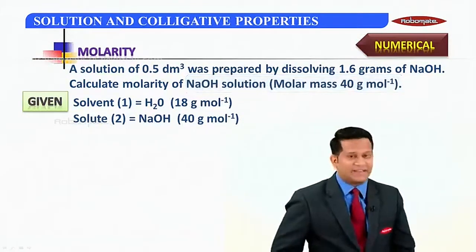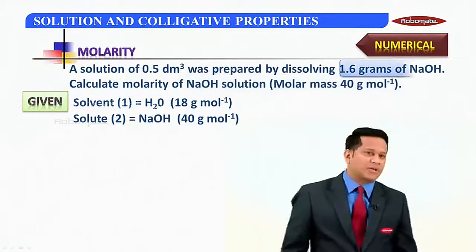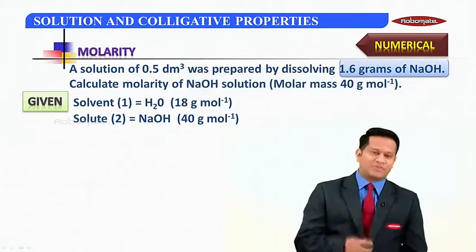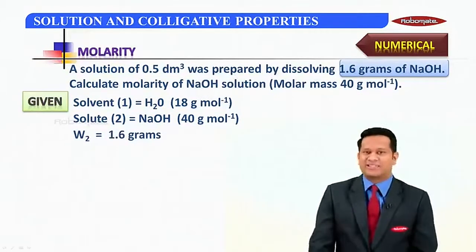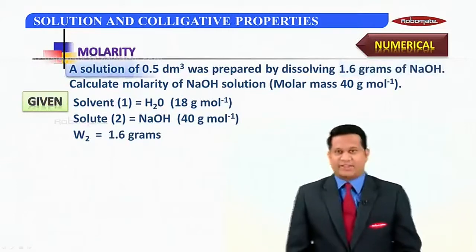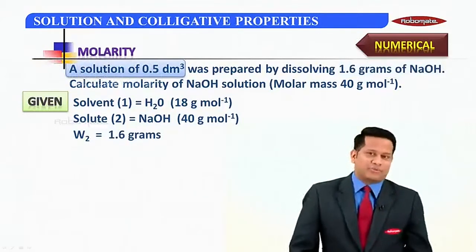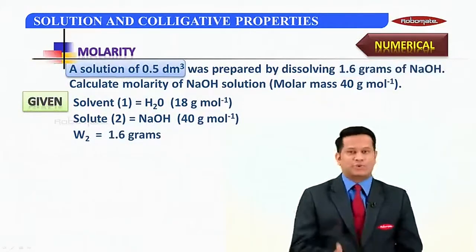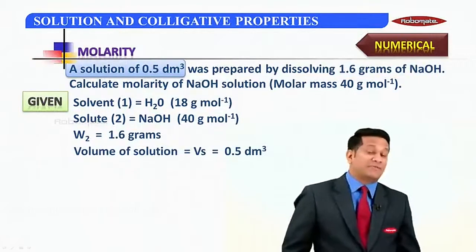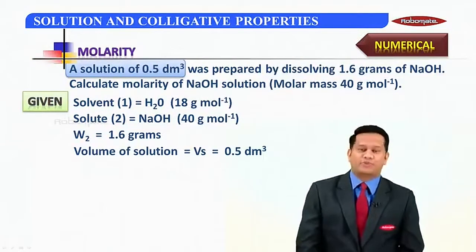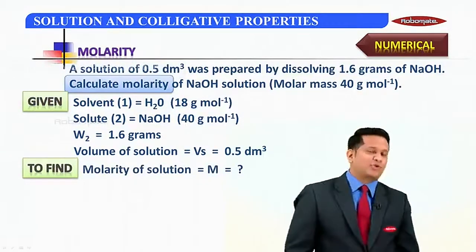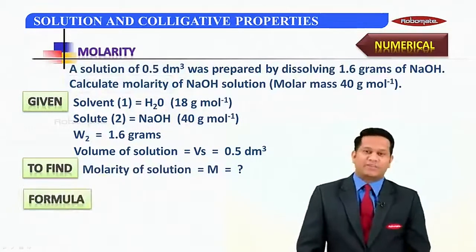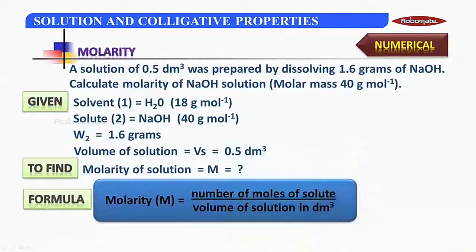Next I'm extracting the data. The first line says it is 1.6 grams of NaOH. Grams, weight, NaOH, solute 2. So W2 is equal to 1.6 grams. Followed by, there is 0.5 dm cube of solution. dm cube, volume, solution, S. So volume of solution, which is Vs, is equal to 0.5 dm cube. We need to calculate molarity, which is capital M is equal to question mark. And the formula is very simple. It is number of moles of solute upon volume of solution in dm cube.